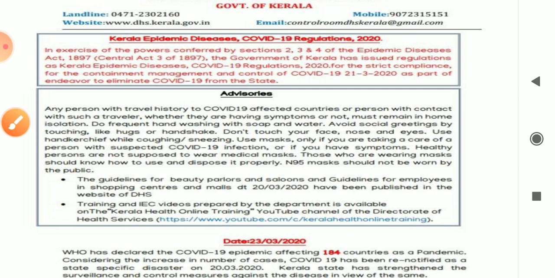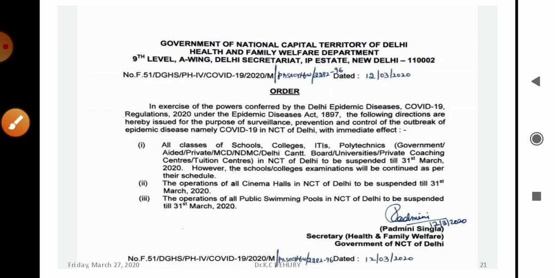Like this, the NCT of Delhi also issued the advisory. What it has written: in exercise of the power conferred by the Delhi Epidemic Disease Act, COVID-2009 regulations.